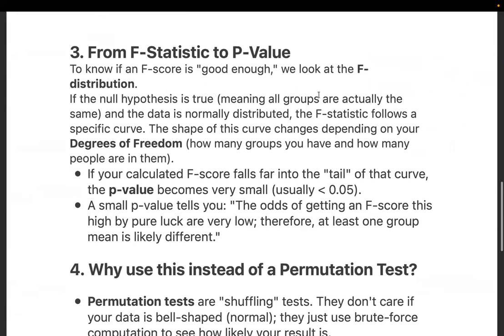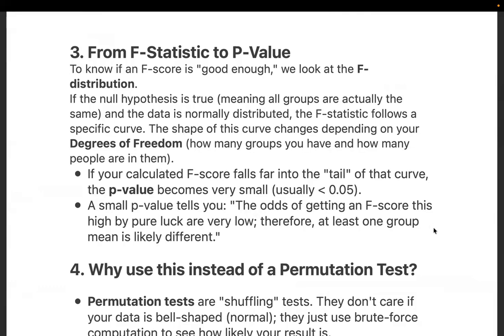If the null hypothesis is true, meaning all groups are actually the same, and the data is normally distributed, the F statistic follows a specific curve. I'll show you that curve in a moment. On the x-axis there's the degrees of freedom, and on the y-axis there's the p-value.